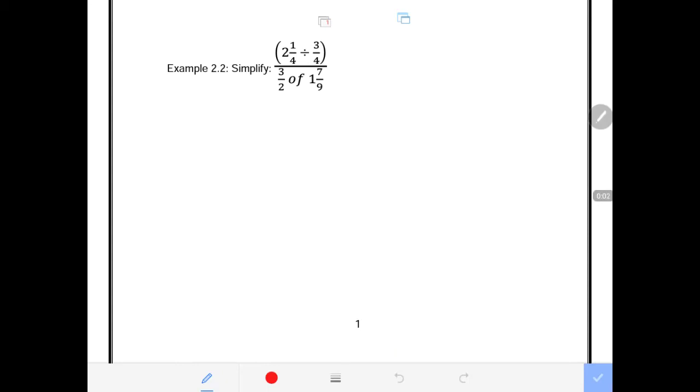Good day, students. Once again, this is example 2.2 on BODMAS rule. We know that the BODMAS rule says brackets, of, division, multiplication, addition, then after, subtraction. Now we are required to simplify this fraction, and it's a mixed fraction divided by a fraction divided by a fraction of a mixed fraction.